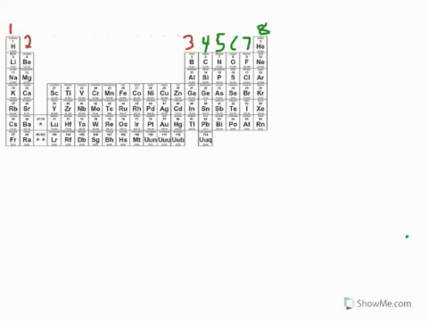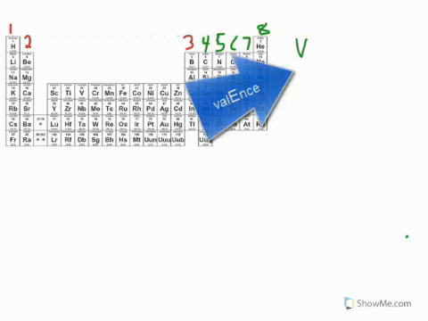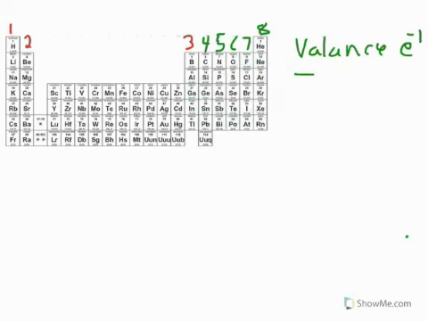This video is on simple ionic bonding. The first thing I'm going to talk about are valence electrons. Valence electrons, spelled V-A-L-E-N-C-E, and I use this symbol e- for electrons, are the outermost electrons on any individual atom.